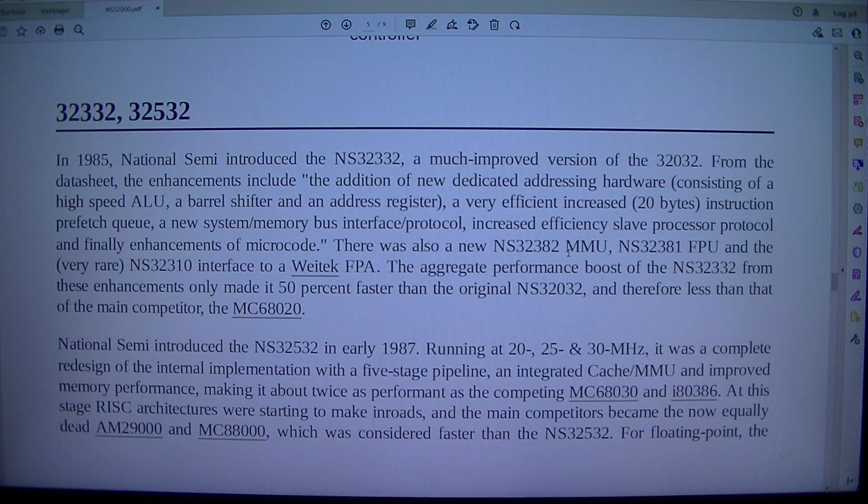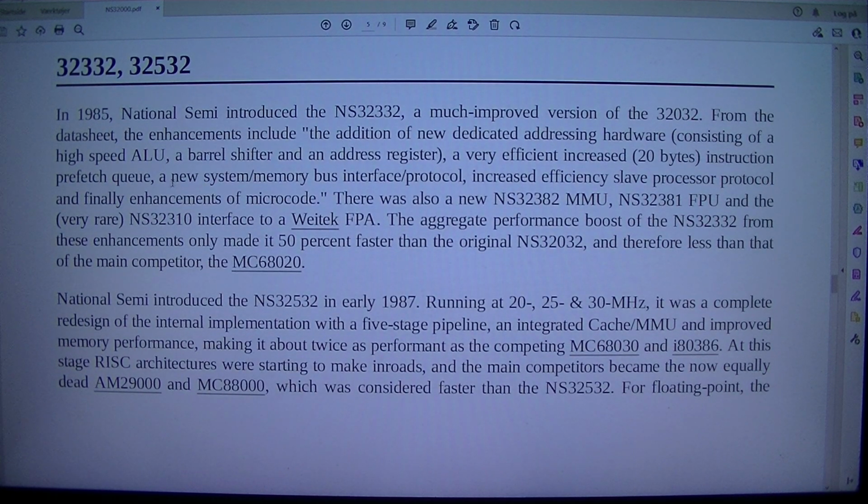32332, 32532. In 1985, National Semi introduced the NS32332, a much improved version of the 32032. From the datasheet, the enhancements include the addition of new dedicated addressing hardware, consisting of a high-speed ALU, a barrel shifter and an address register, a very efficient increased 20 bytes instruction prefetch queue, a new system/memory bus interface/protocol, increased efficiency slave processor protocol, and finally enhancements of microcode.